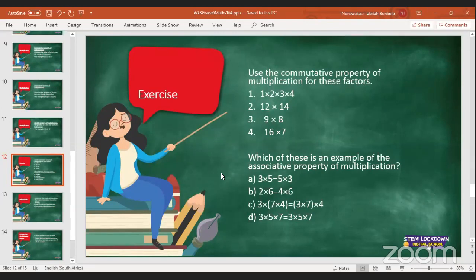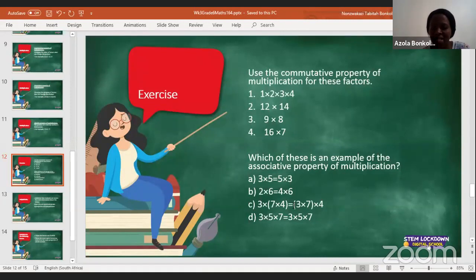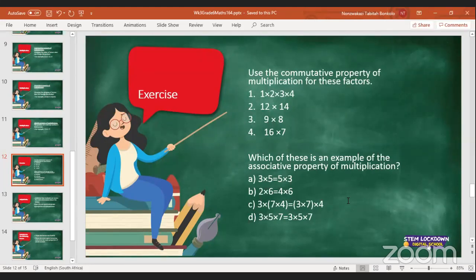The example of associative property of multiplication is going to be C, because it says 3 times brackets 7 times 4, and then it says 3 times 7 times 4. So it's associative property of multiplication because it works together with the other numbers. Right, thank you so much, Zandile, but you mentioned the minus. We don't have any negative sign on the sum. However, how you explained it is correct. We just removed the minus that you mentioned. Okay.